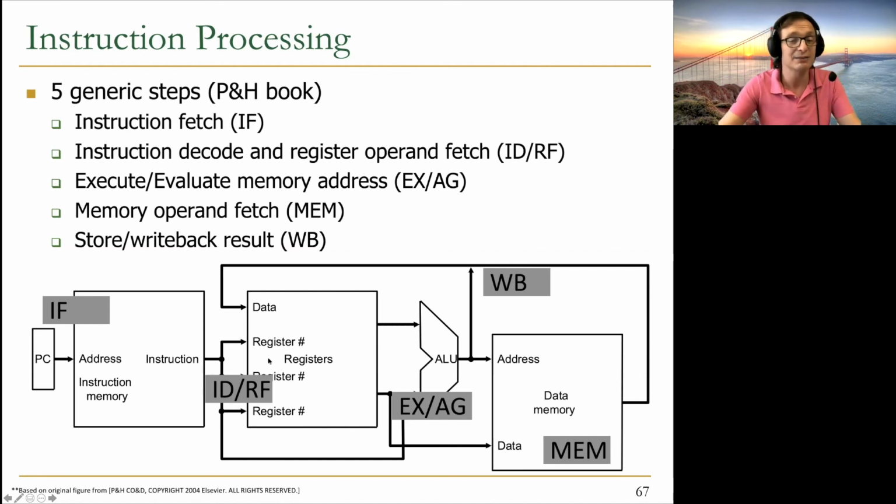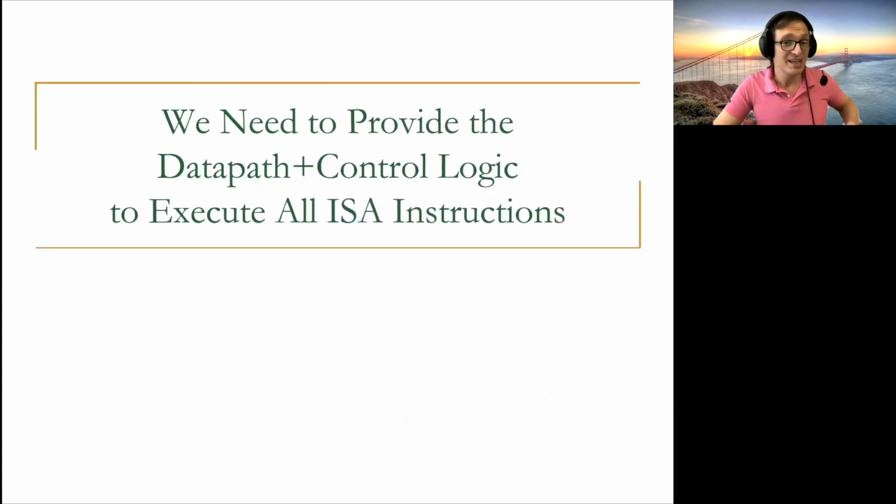And this is a high-level picture of the data path, actually. This is very high level, of course. It doesn't include control signals, etc. But we will, over time, include control signals soon today. So basically, we need to provide the data path plus control logic to execute all ISA instructions that we're interested in implementing.